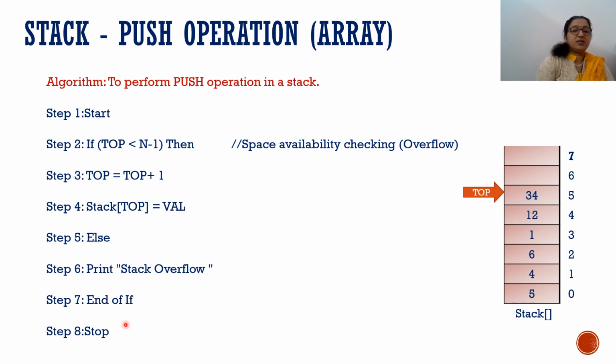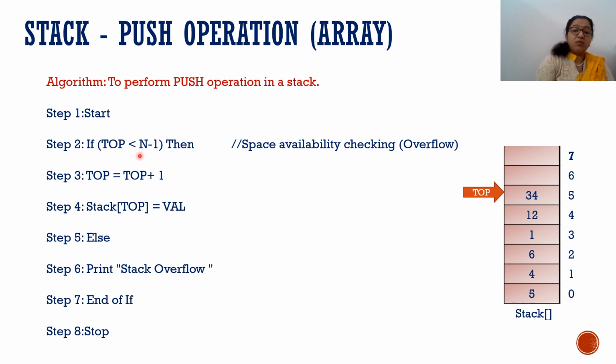Now we can stop it. So these are the steps. It's very simple. We only have to remember to check whether the space is there or not. So how can we check the space availability? See, top is the variable here and n is the size. If top is less than n minus 1, there is space. So we can increment the value of top by 1 and store the value at that position. How do we store it? Stack is the array name. Stack of top position is equal to val. This is the way of insertion.